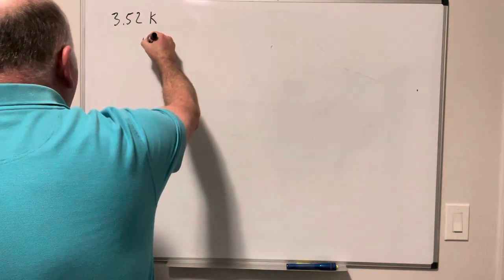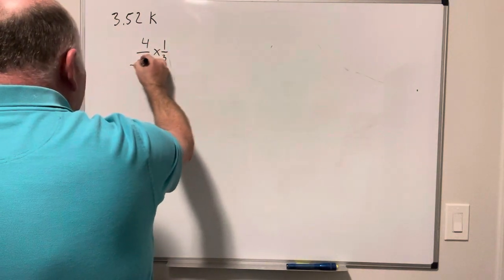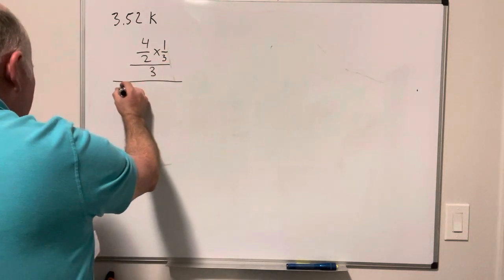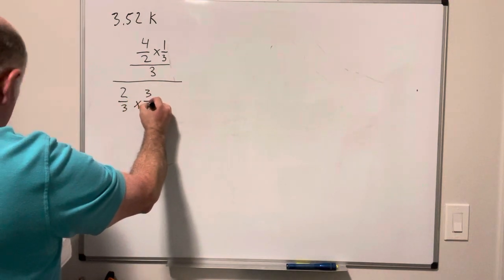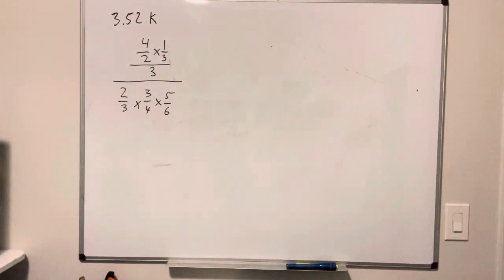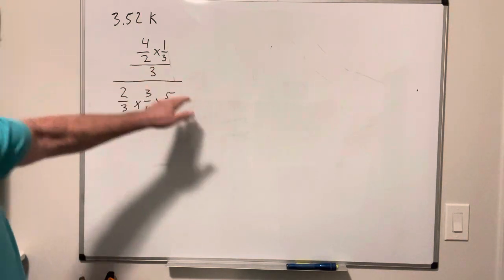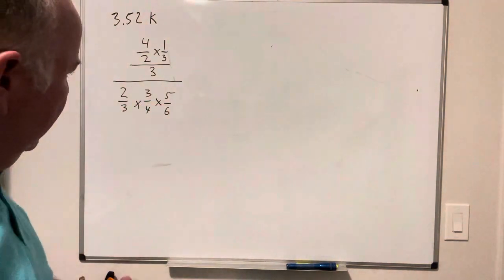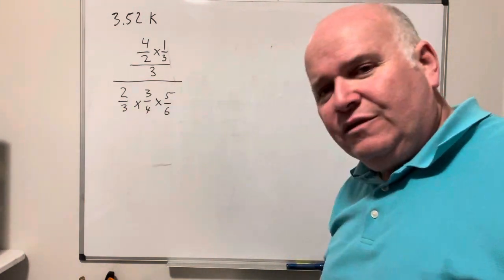Here we go. 4 over 2 times 1 over 3. That's divided by 3. And that whole thing is divided by 2/3 times 3/4 times 5/6. Okay, so we know that the fraction bars are division bars. But the important thing to know is that the rules of PEMDAS still apply.